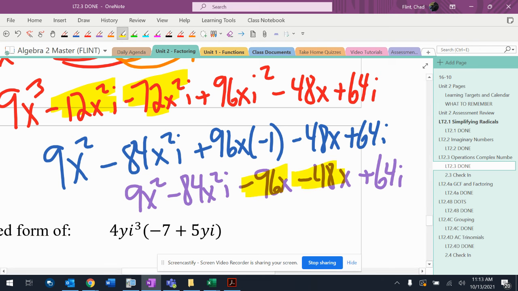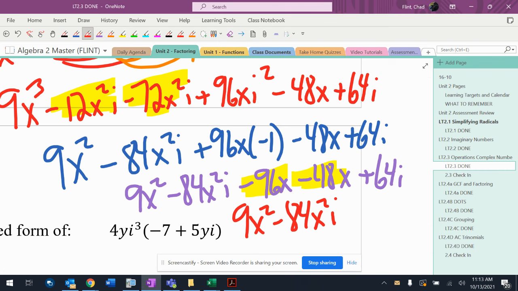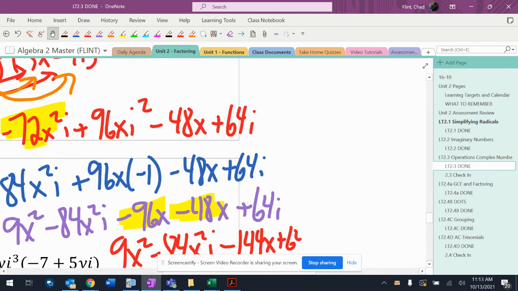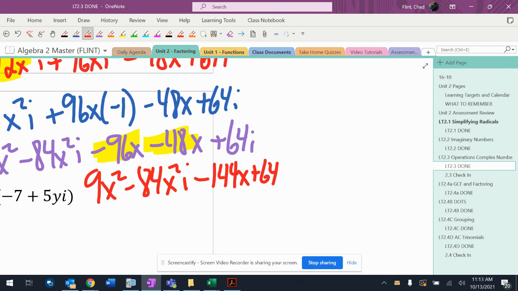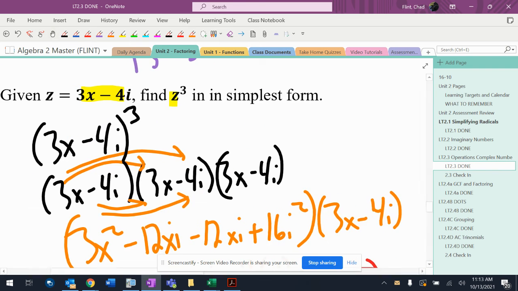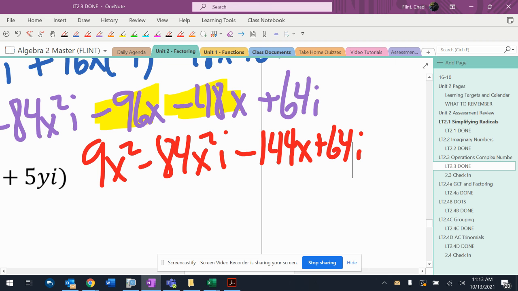And then I gained 2 like terms there when I did all of that. 9x squared minus 84x squared i minus 144x plus 64i. I knew that was going to happen. 64i. All right. Now what do they have here? In simplest form. Okay, I was trying to see if they wanted anything crazy with the answer here. Simplest form, that's as simple as I can go.